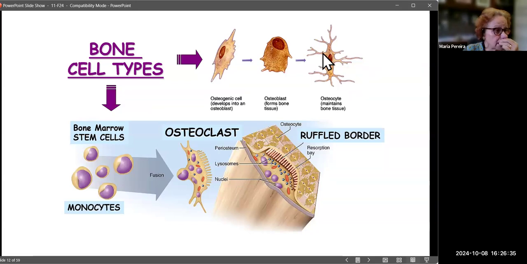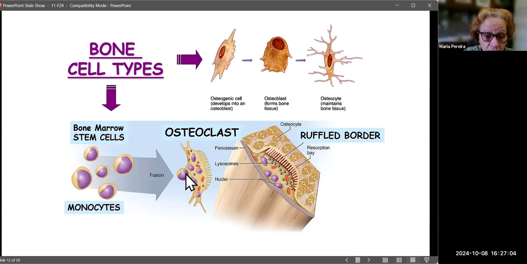Now, if there are low levels of calcium in the blood, where do you get calcium from? You get calcium from the bone. And how? So here come the osteoclasts. So you see that the osteoclasts are these gigantic cells. They have many nuclei, and they have these projections, and also they are very rich in lysosomes.